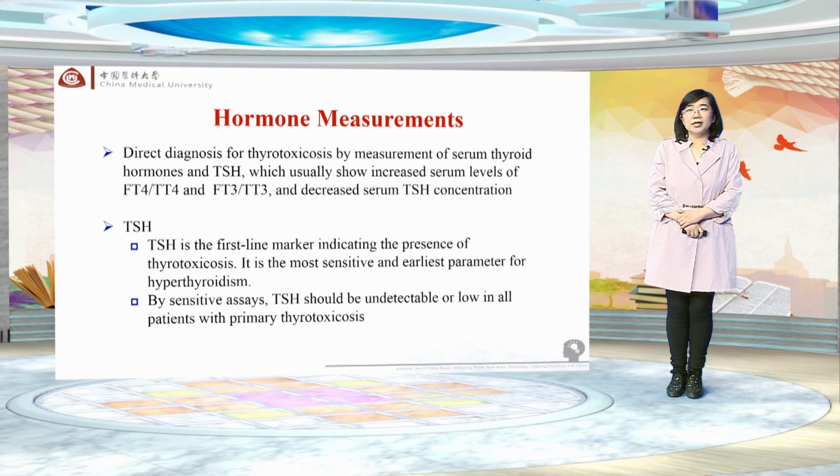If hyperthyroidism is suspected, diagnosis is made through a blood test to measure TSH, free or total T3 and T4 levels in the blood. Especially TSH is the first-line marker indicating the presence of thyrotoxicosis. It is the most sensitive and earliest parameter for hyperthyroidism. By sensitive assays, TSH should be undetectable or low in all patients with primary thyrotoxicosis, whereas serum T3 and T4 usually are high.